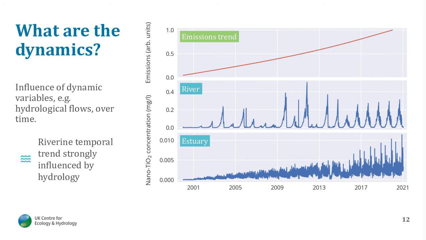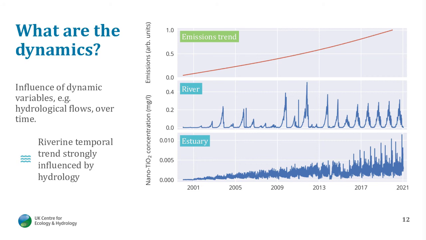So I thought I'd reflect on a slightly more dynamically interesting compartment, which is surface waters. In this example, I've picked out two reaches, a river reach and an estuary reach, that are representative of the whole catchment, just to give you an idea of how nanomaterial concentrations change in these compartments over time. And again, I've given you the emissions trend at the top to give you an idea of how nanomaterials are being released.